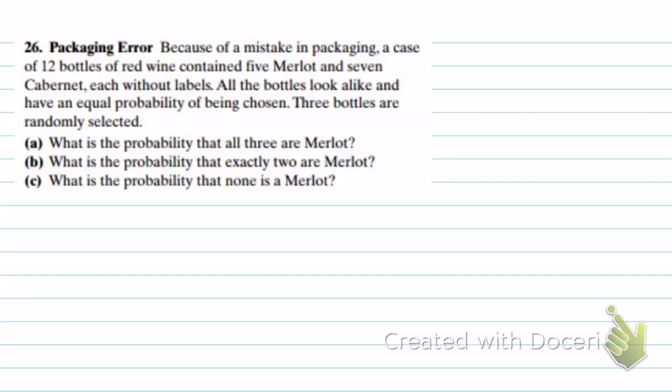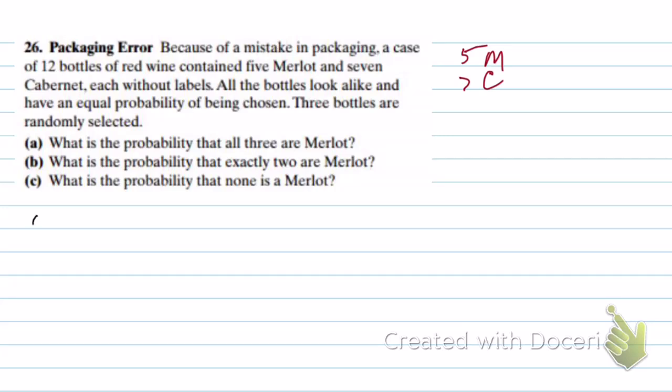Ooh, another one of these. So we've got a case of 12 bottles of wine, 5 are Merlot, so we make note of that, and 7 are Cabernet. The bottles all look alike, and so each one has an equal probability of being chosen. We're going to pick 3 of them. First of all, does the order matter? No. No, we just got 3 bottles of wine.